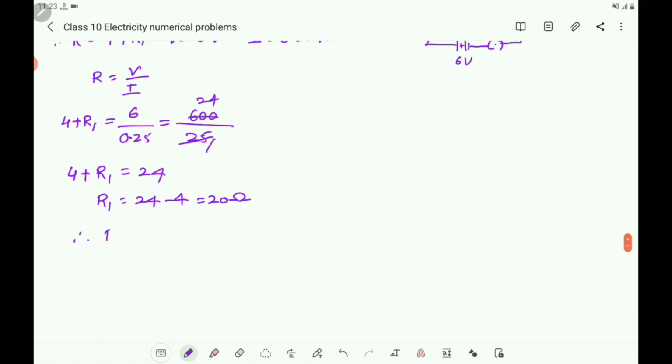Therefore you write: resistance of the electric lamp is 20 ohm.